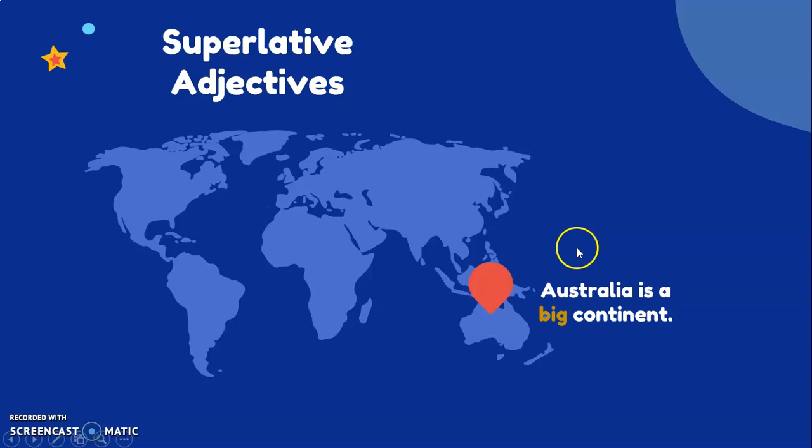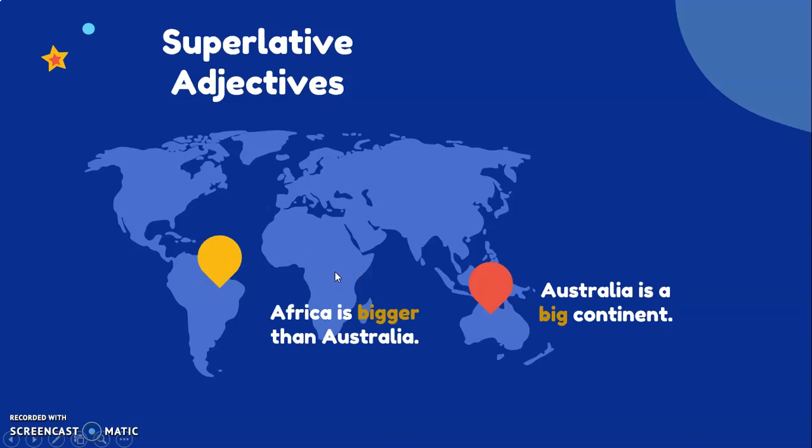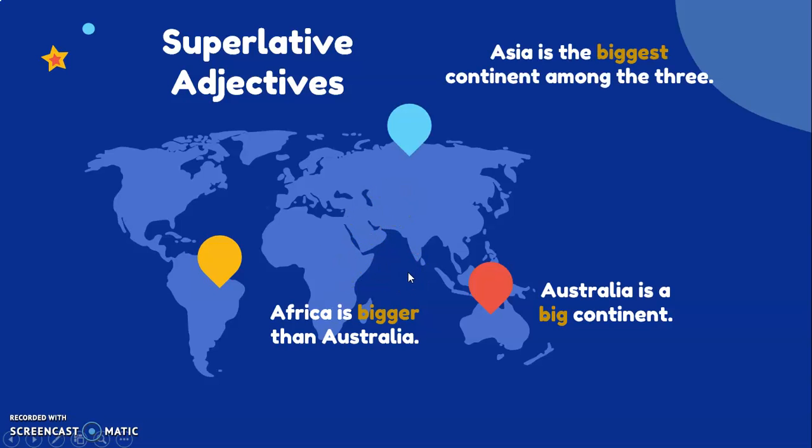Australia is a big continent. However, here, Africa is bigger than Australia. But there are even bigger continents, right? Including Asia. Asia here among the 3 is the biggest continent. As you can see, for superlative adjectives, we compare 3 things or more. And we change the er into est. Est. Okay? This is the case for short adjectives because big is still a short adjective. It only has 1 syllable.